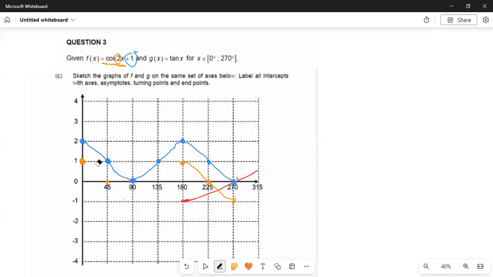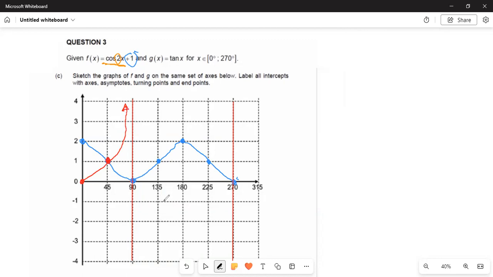Let's see if we can get rid of everything else. Okay, and there we go. Now to go to our tan, we know that it has asymptotes, and there lies an asymptote at 90. So let's draw that line there. And there also lies an asymptote at 270. We know that it will pass the point 0 and 0, and it will pass the point 45 and 1. We can mark that, and it goes all the way to the top.